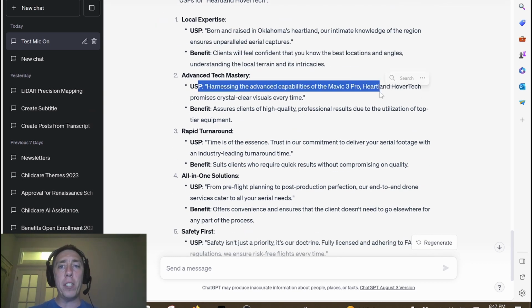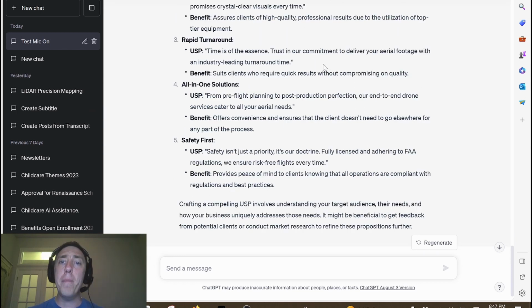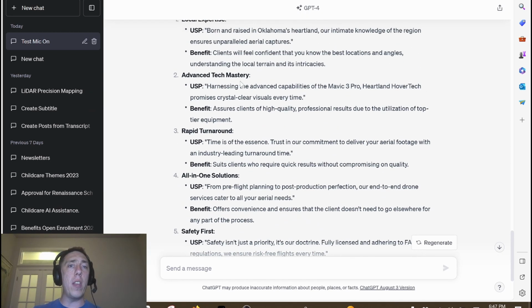Advanced Tech Mastery harnesses advanced capabilities of the Mavic 3 Pro. Rapid turnaround time, that is a good one. Time is of the essence, trust in our commitment to deliver your aerial footage with an industry-leading turnaround time. All-in-one solutions, safety first. All right, awesome. So that gives you a good idea on at least starting on what you can look at.